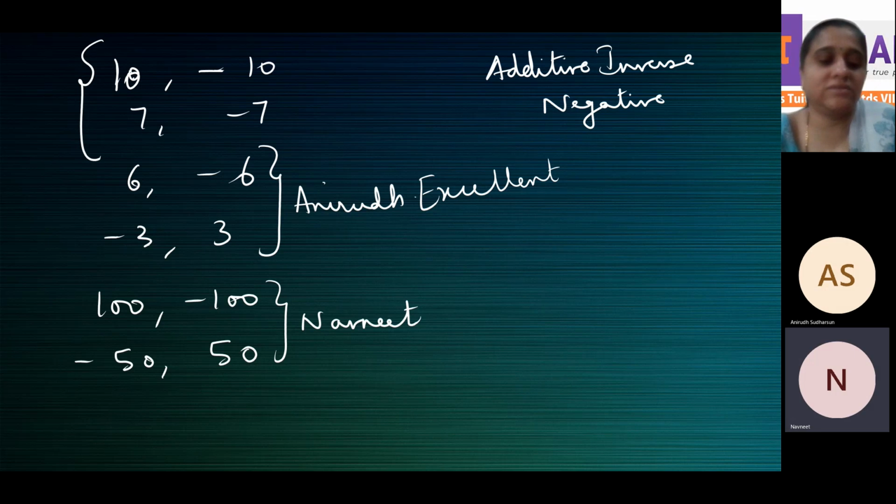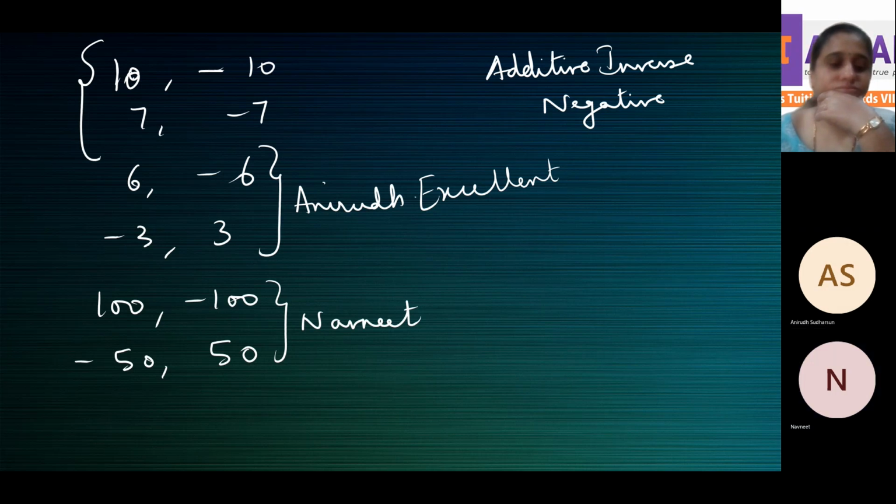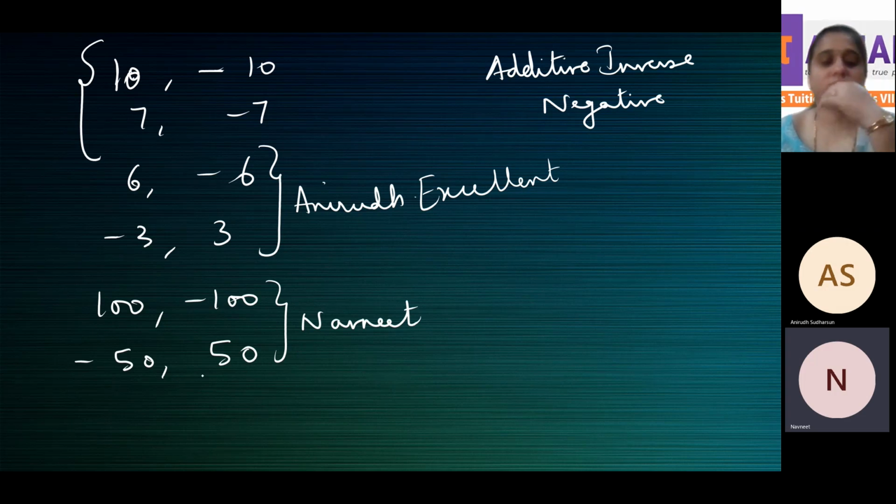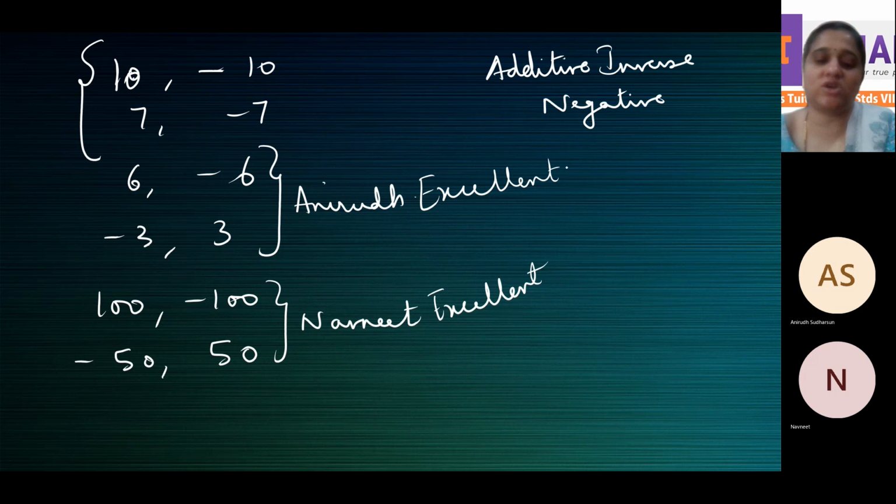Okay, good. Next. Minus 50 is the additive inverse of 50. 50 is the additive inverse of minus 50. Or minus 50 is the negative of 50. 50 is the negative of minus 50. Very good, Navneet. Excellent. Both of you did a great job.